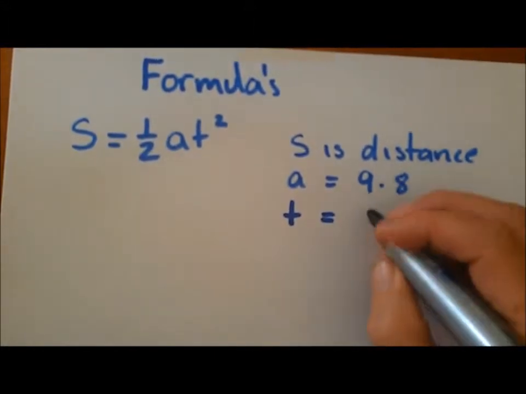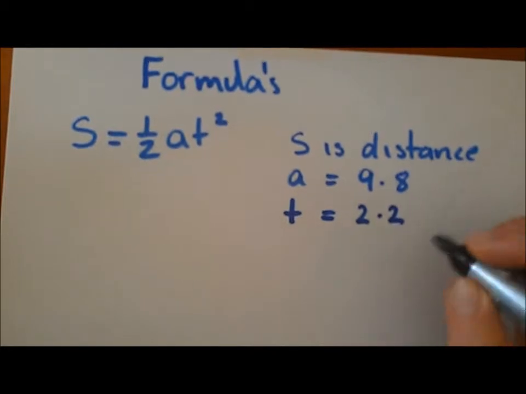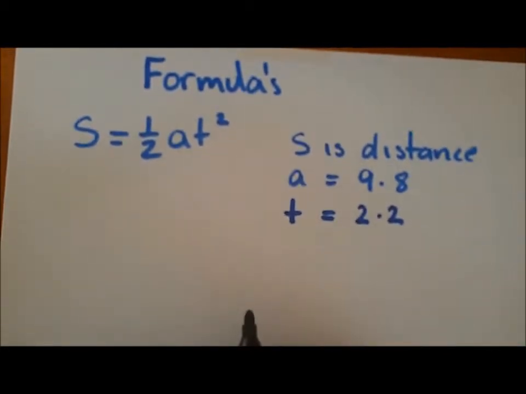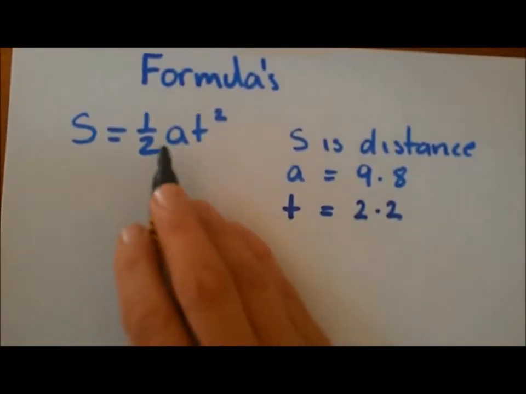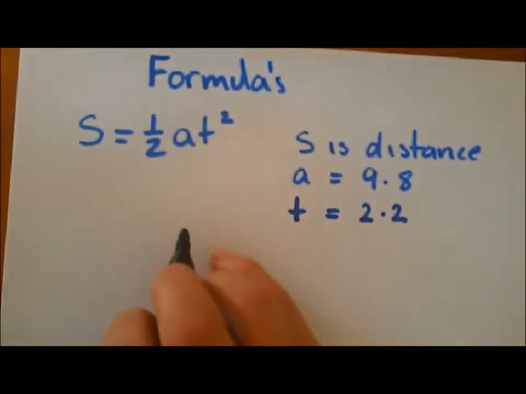Now I've had a look at the video a couple of times. I reckon it's just over 2 seconds. I'm going to get 2.2. Could be wrong, but that's what I'm taking anyway. So S is a half AT squared is the formula. Distance is a half A times time squared.